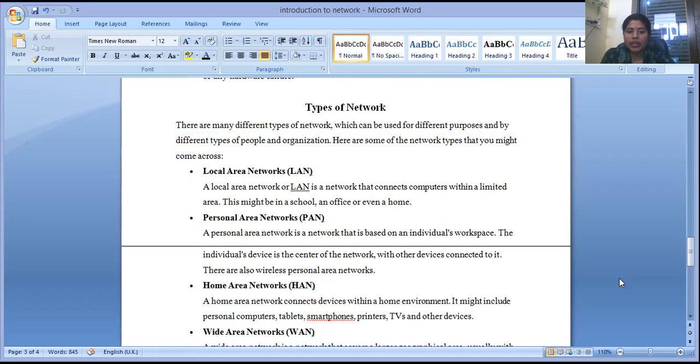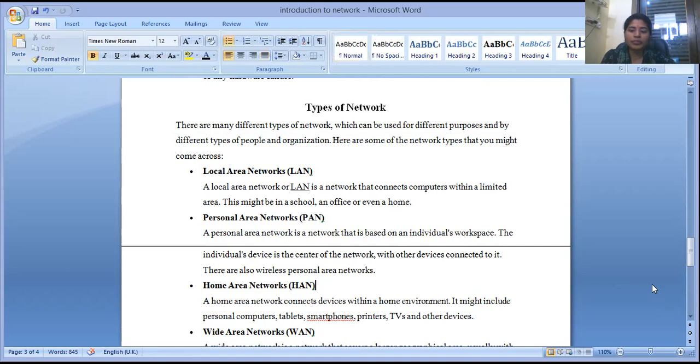And the personal area network is a network that is based on an individual's workspace. Like when you are using Wi-Fi in your own home, this is the PAN, the personal area network. So the individual device is the center of the network with other devices connected to it. There is also the wireless personal area network.